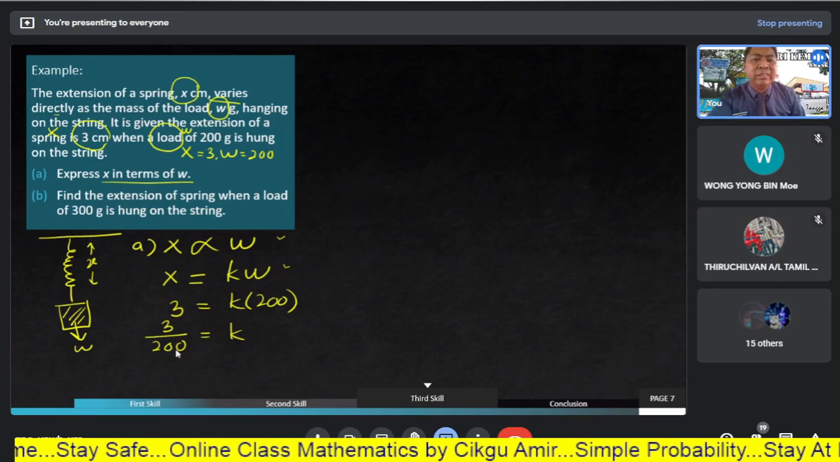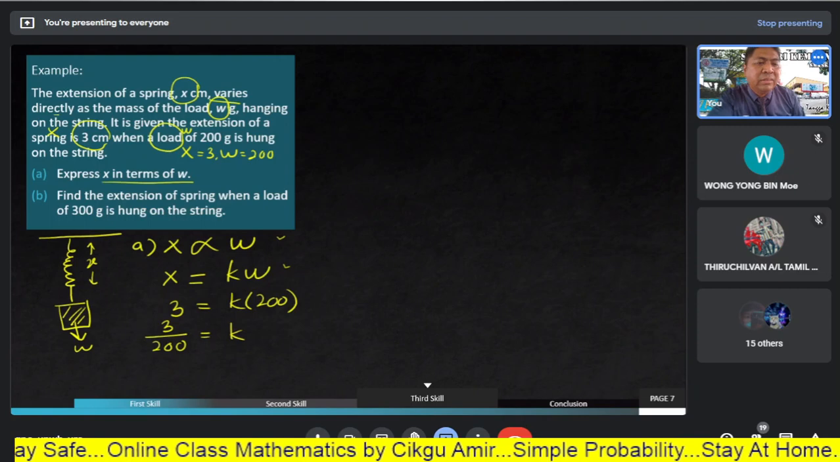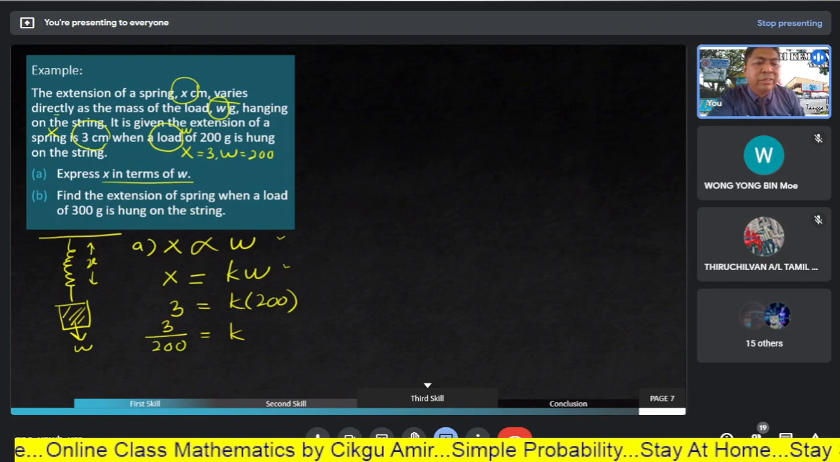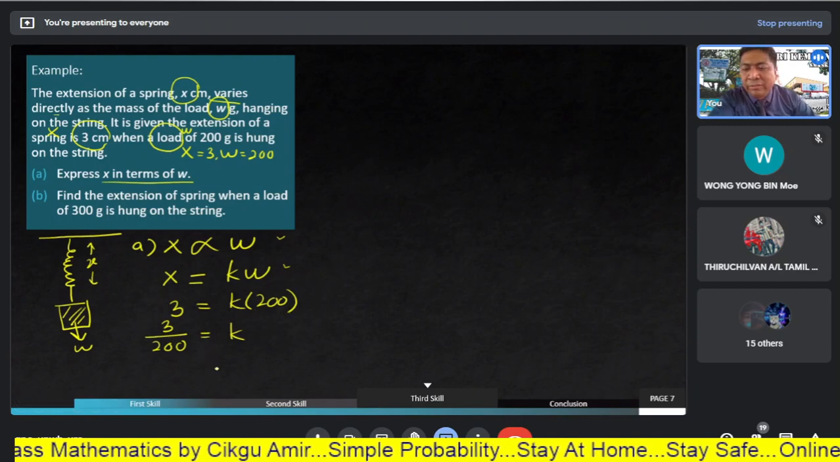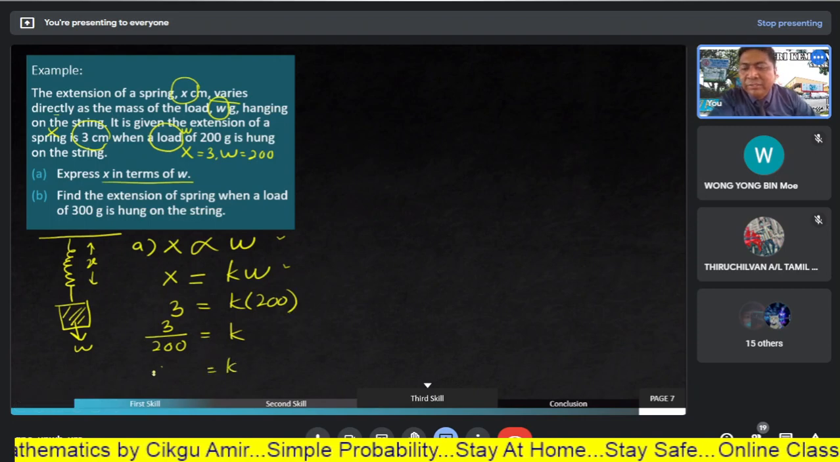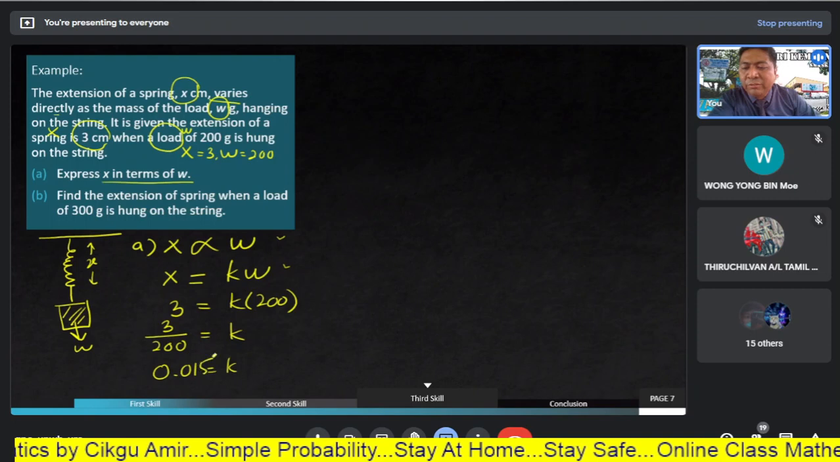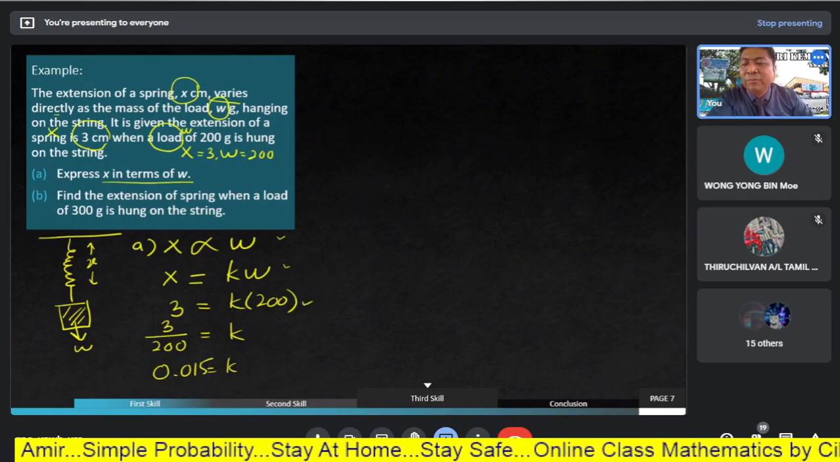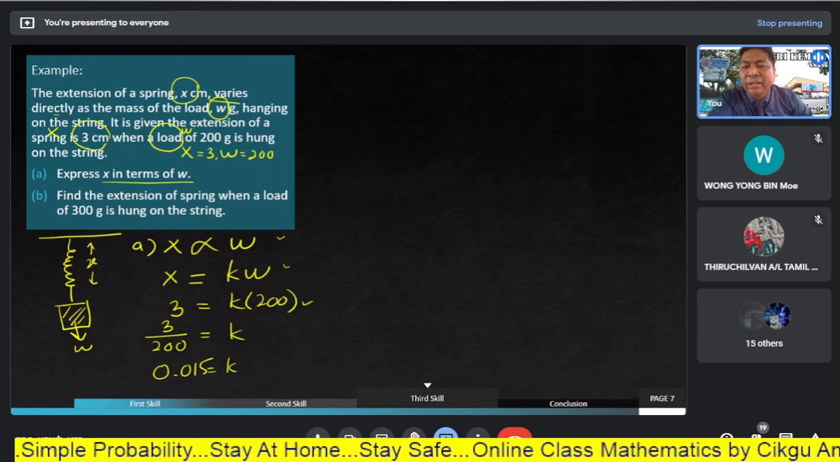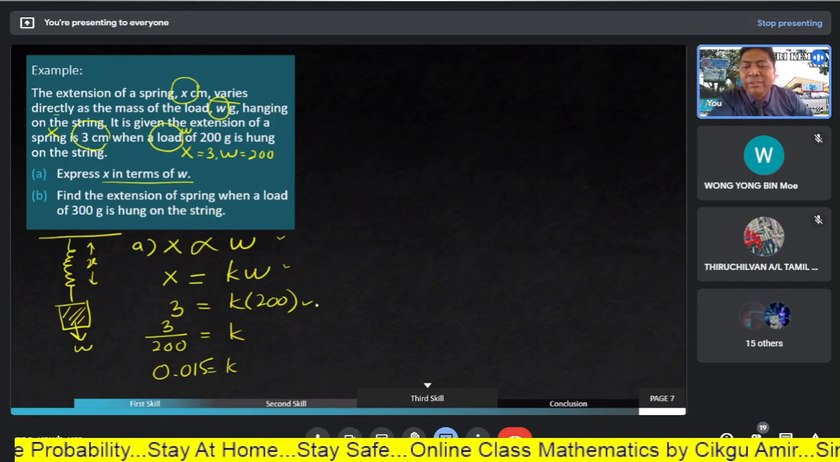Using your calculator, 3 divided by 200, the answer is 0.015. K is 0.015. That finishes the third step. First step, second step, third step.